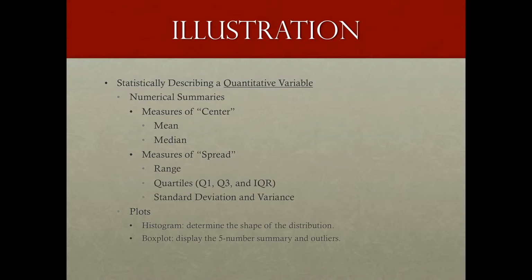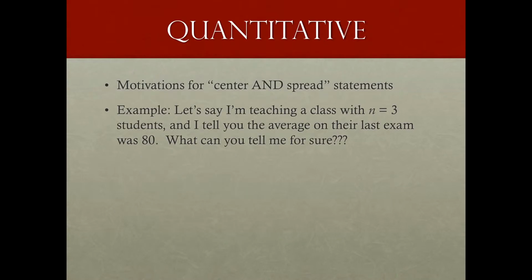What I'm going to do here is teach you how to statistically describe a quantitative variable. We're going to talk about measures of center, mean and median, measures of spread, the range, quartiles, standard deviation, and variance. And we're also going to take a look at the types of plots, histogram and box plot, that we can use to provide graphics, if you will, of important characteristics of our data.